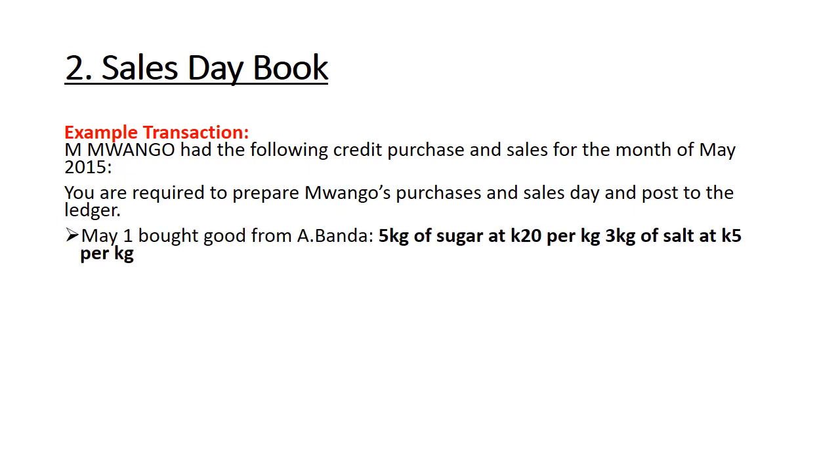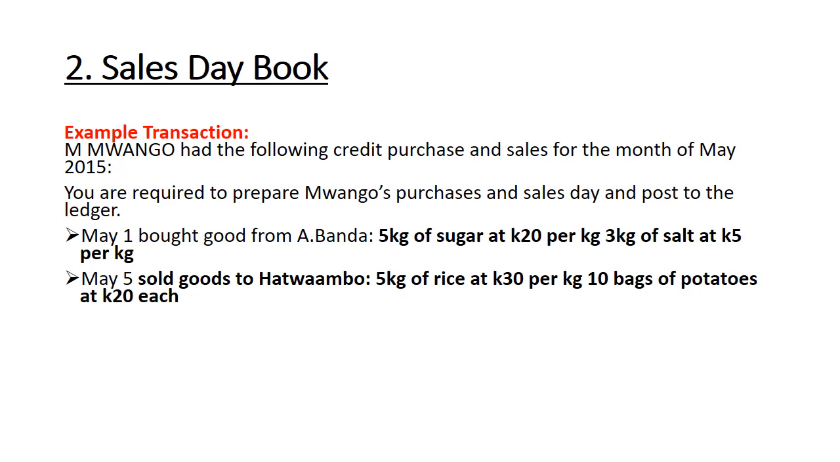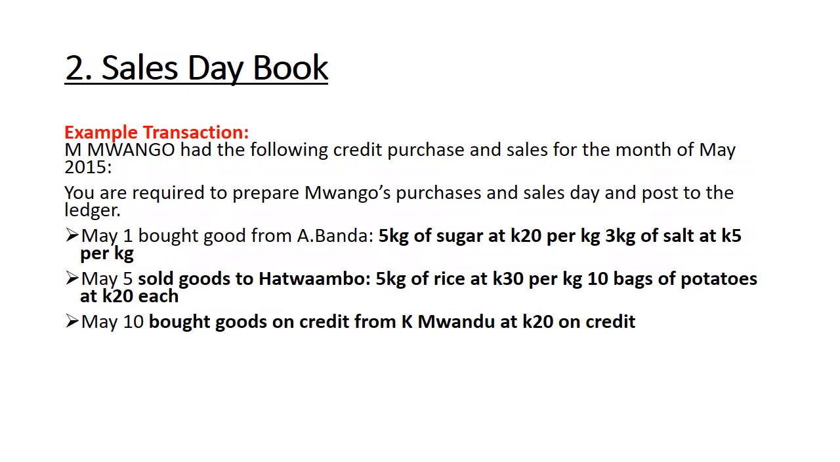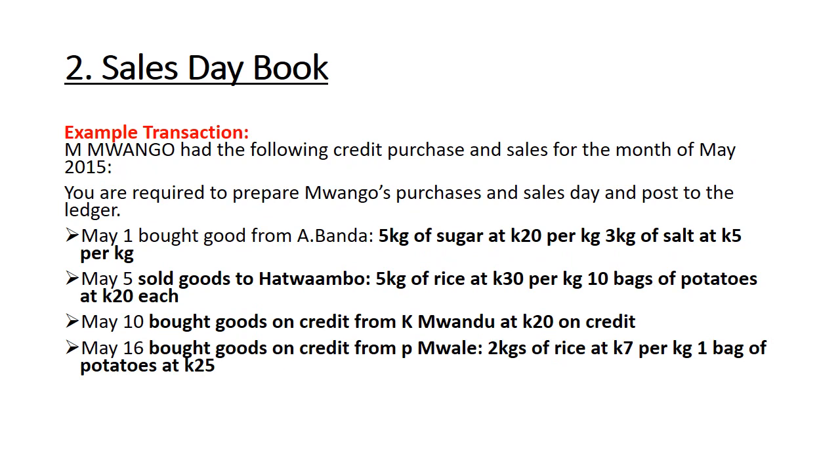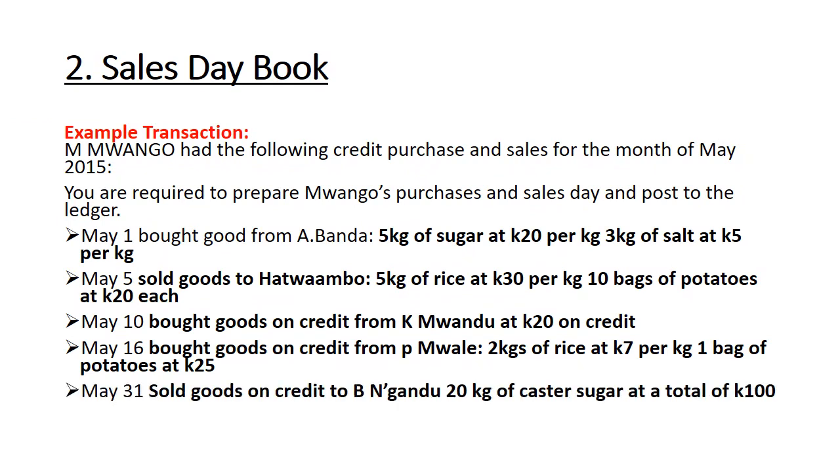May 1, bought goods from Ebanda: 5 kg of sugar at 20 kwacha per kg and 3 kg of salt at 5 kwacha per kg. May 5, sold goods to Hatwambo: 5 kg of rice at 8 kwacha per kg and 10 bags of potatoes at 20 kwacha each. May 10, bought goods on credit from Mwando at 20 kwacha. May 16, bought goods on credit from Pimware. And also on May 31, sold goods.